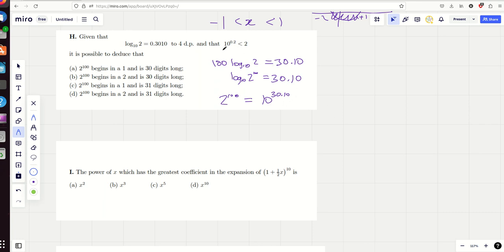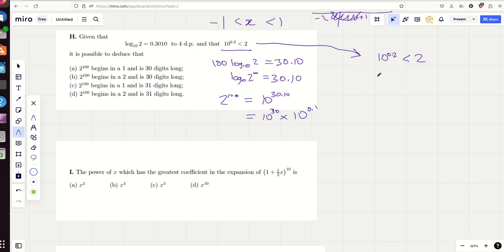That looks appropriate. Now let's have a look at this, because we've got to use this sentence somewhere. But I'm thinking it's A or C now, really. I'm pretty sure of that. But let's just try and use this. Now, if 10 to the 0.2 is less than 2, then let's just write this as 10 to the 30 times 10 to the 0.1, because we would add those powers.